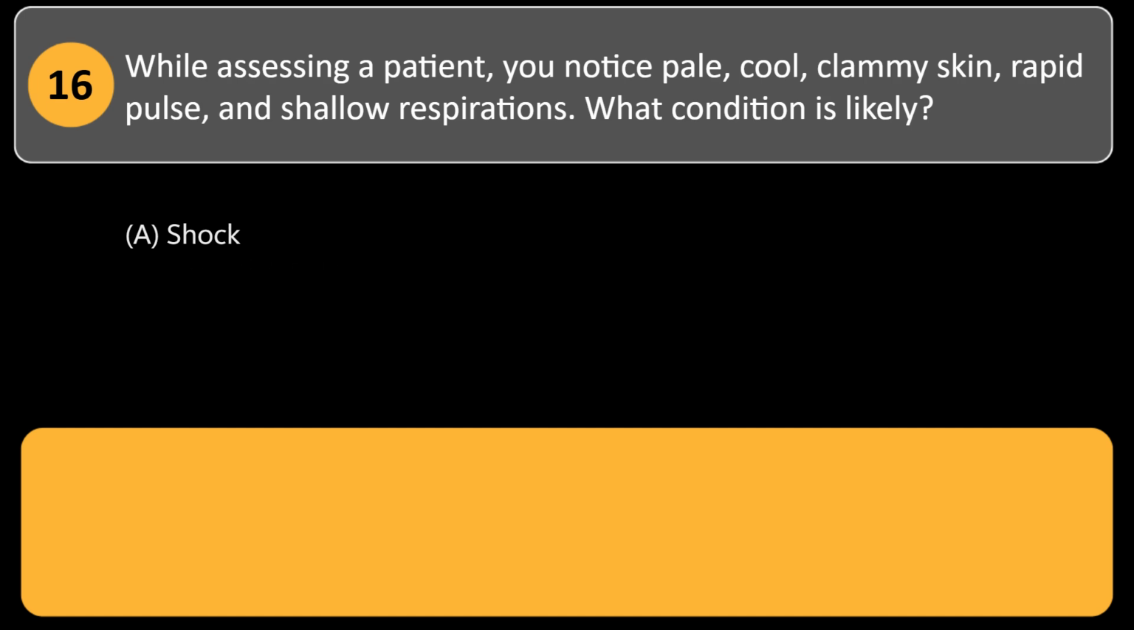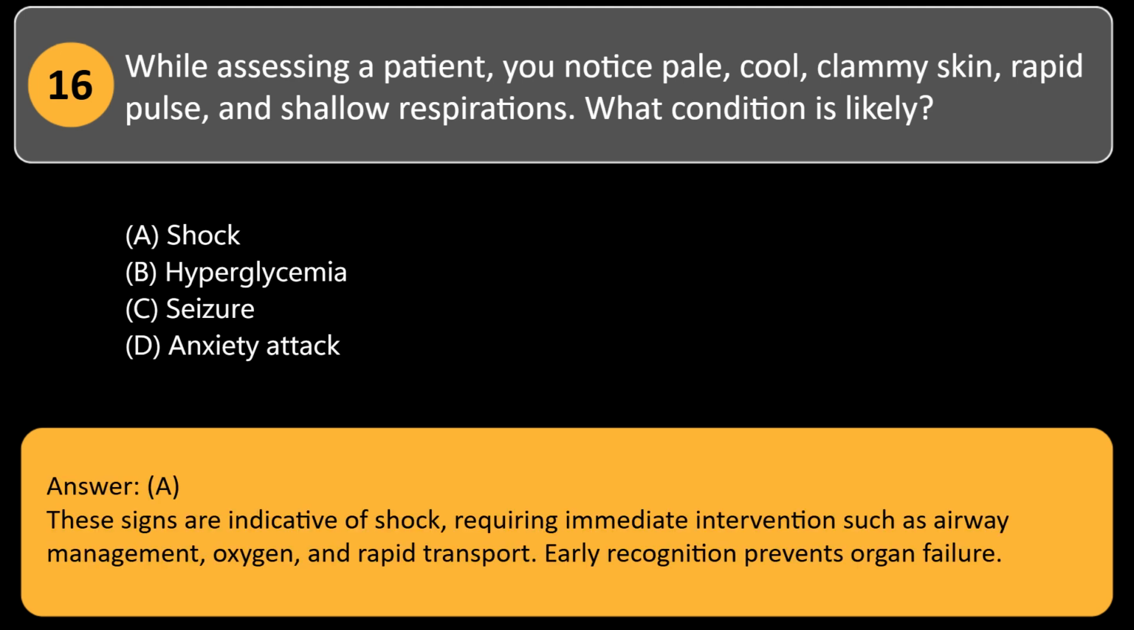While assessing a patient, you notice pale, cool, clammy skin, rapid pulse, and shallow respirations. What condition is likely? A. Shock. B. Hyperglycemia. C. Seizure. D. Anxiety attack. Answer: A. These signs are indicative of shock, requiring immediate intervention such as airway management, oxygen, and rapid transport. Early recognition prevents organ failure.